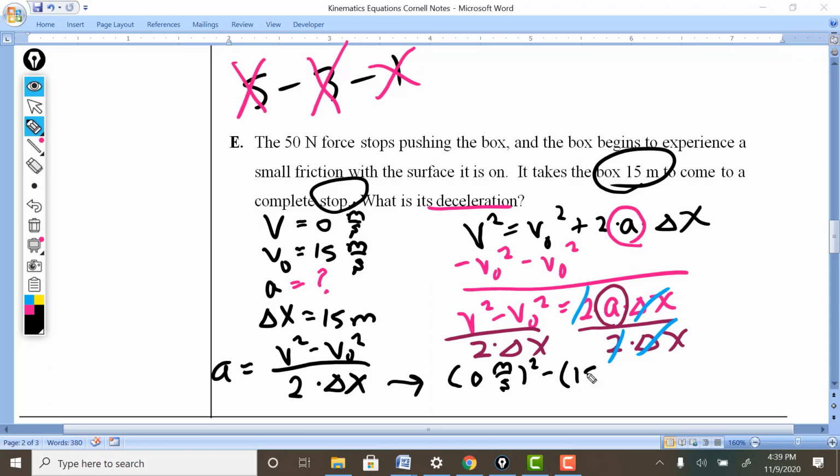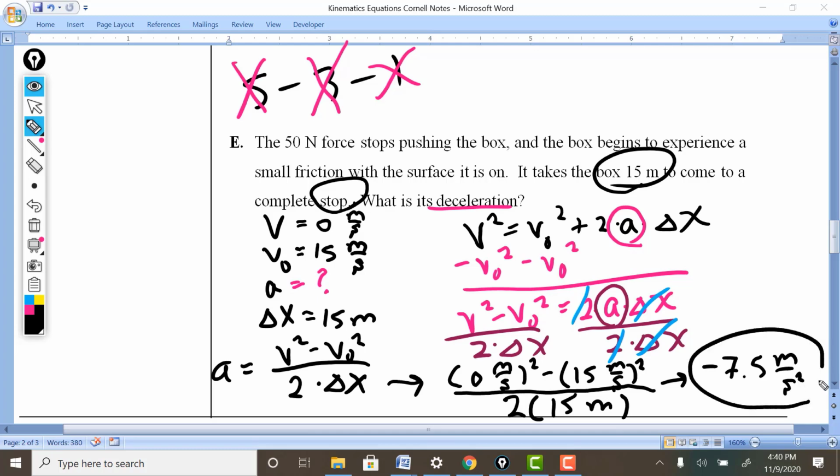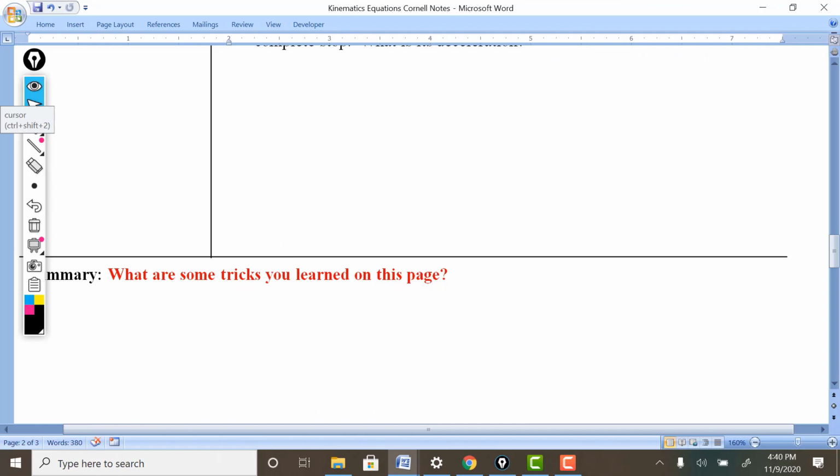Remember to keep track of these. Put them in the right order. Don't switch them around or you're going to get a wrong answer. This is deceleration, so it should be negative. Your answer should be negative, not because you slap a negative on it at the end, but because you typed it in the calculator and you got a negative at the end. I would challenge you to please try to put this in your calculator in one shot. Okay. What are some tricks you learned on this page? Talk about them, discuss them.